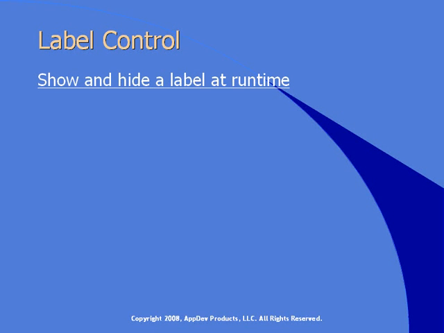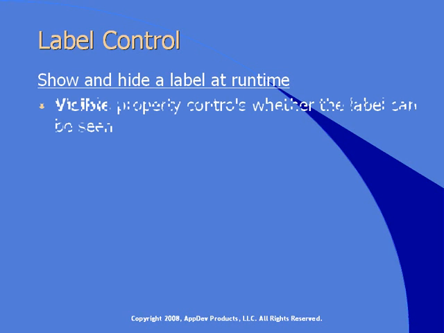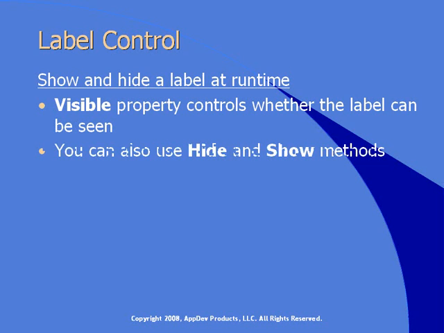You might want to show and hide a label at runtime. There are a couple of ways you can do this. You can use the visible property. If you set it to true, the label is visible. If you set it to false, the label is not visible. That's pretty straightforward. You can also use the hide and show methods of the label, because calling hide automatically sets the visible property to false.